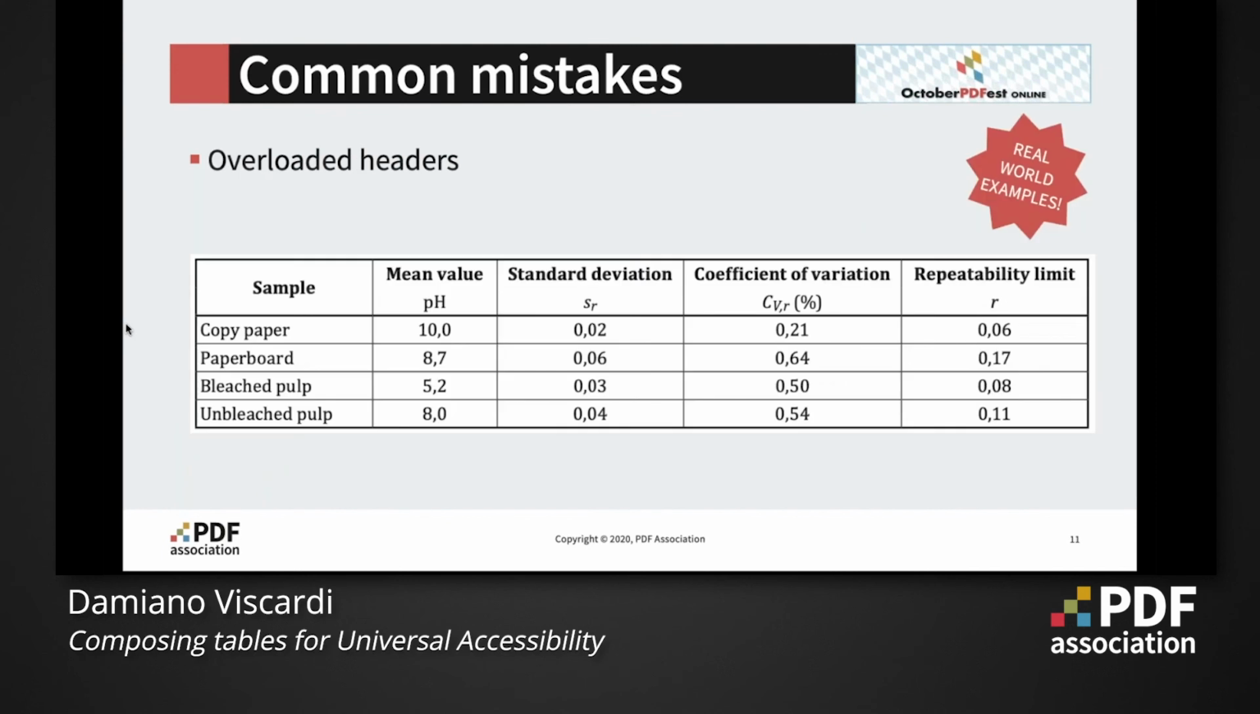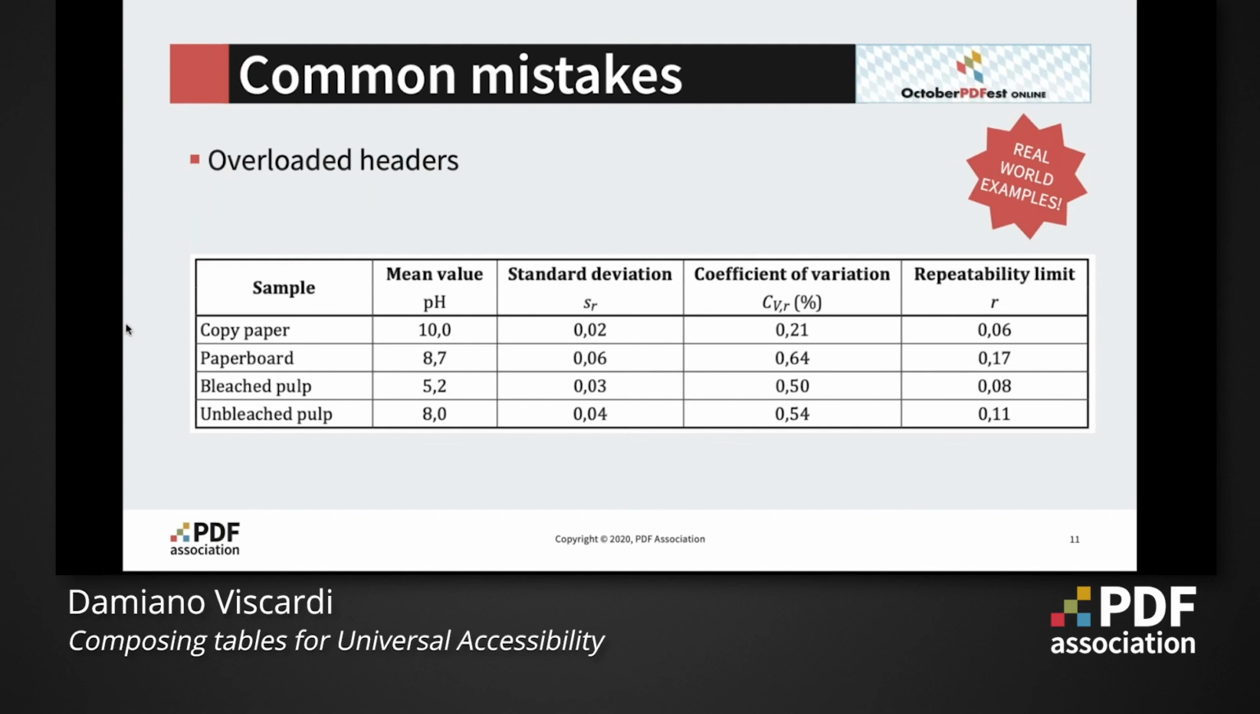Another very common mistake, and it's a bit difficult to fix, is when the headers describe the content, but they are overloaded with information. In this example, on the first row, we have the copy paper item. In the second column, we have the mean value, and the mean value is 10. If we read the table, the mean value is 10, but actually it's not 10. It's 10.0 pH. So the unit is part of the content, not part of the header.